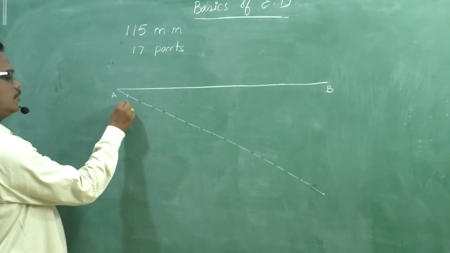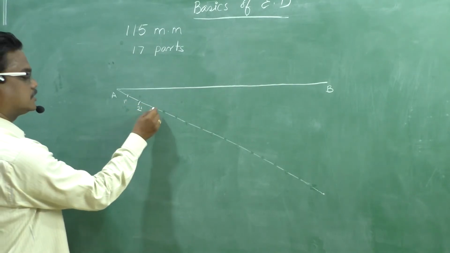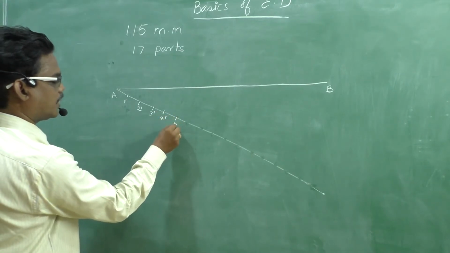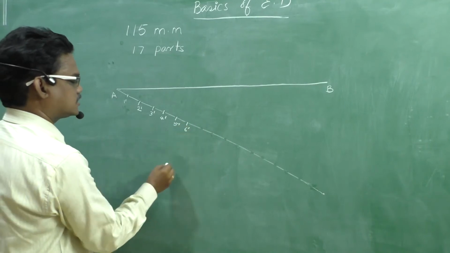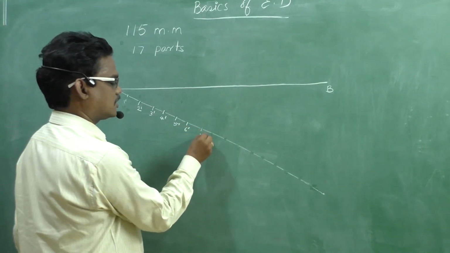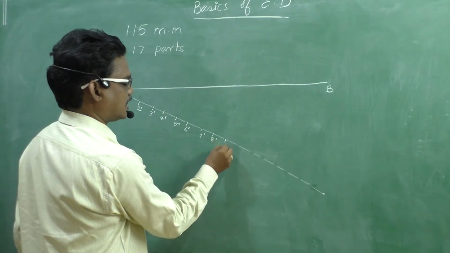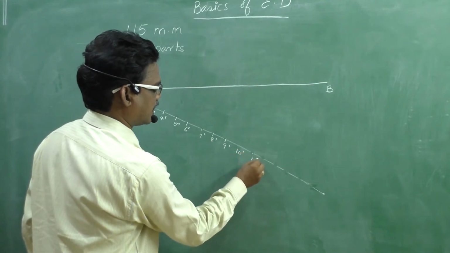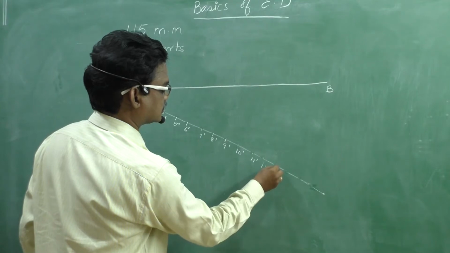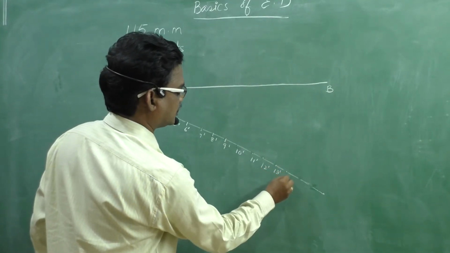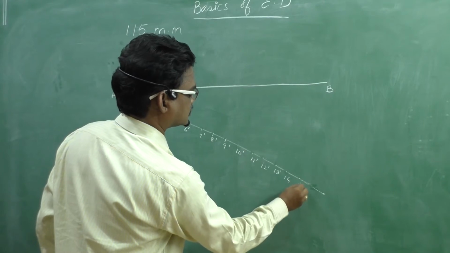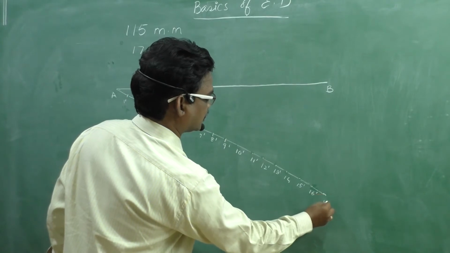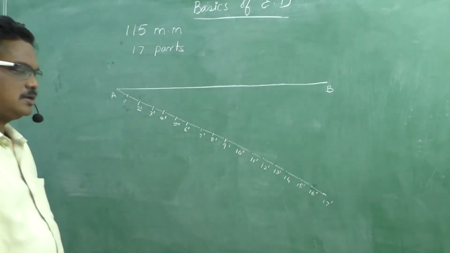Okay, let them be 1 dash, 2 dash, 3 dash, 4 dash, 5 dash, 6 dash, 7 dash, 8 dash, 9 dash, 10 dash, 11 dash, 12 dash, 13 dash, 14 dash, 15 dash, 16 dash, and 17 dash. All the divisions are equal.